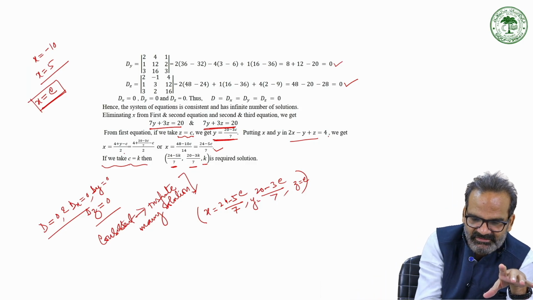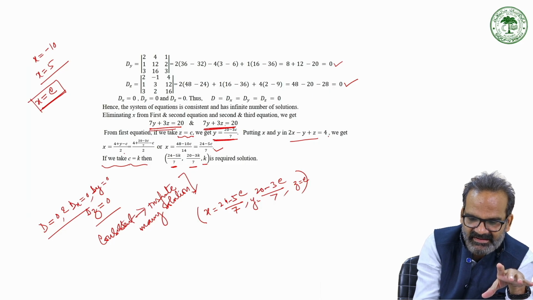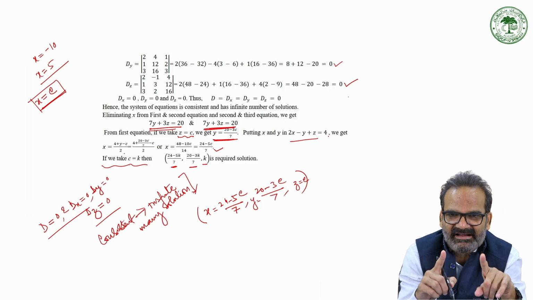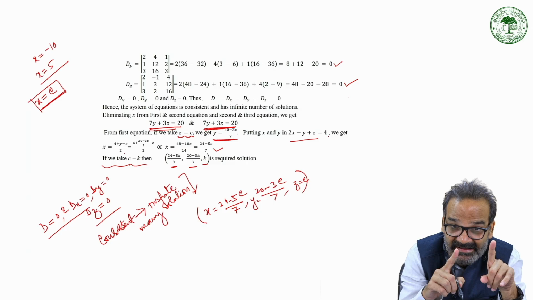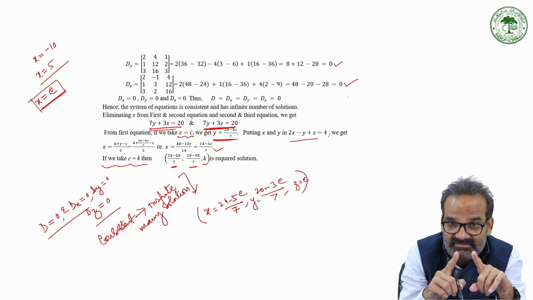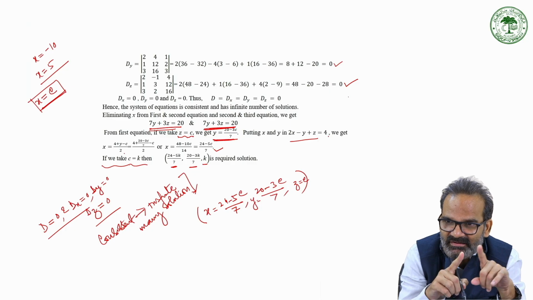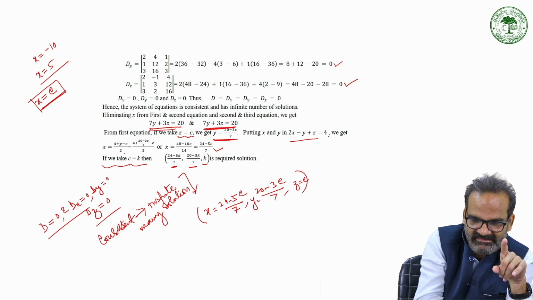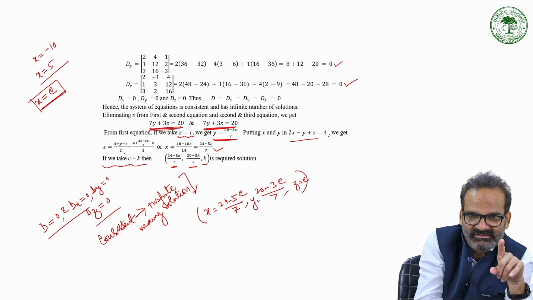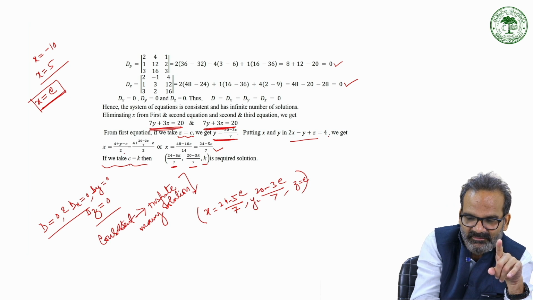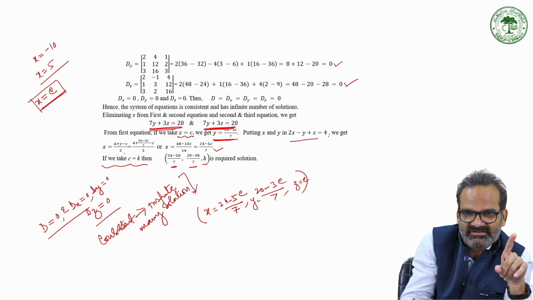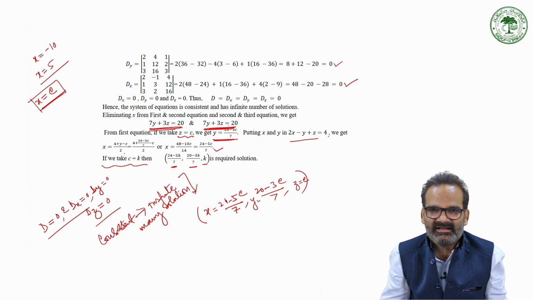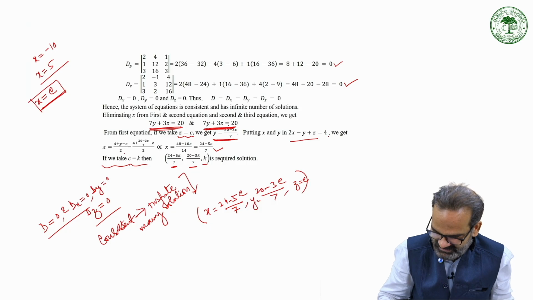What we did, these two equations are actually obtained by solving the first and second equation originally given. Eliminate x from equation 1 and equation 2. Then eliminate x from equation 2 and equation 3. So when you eliminate x from equation 1 and equation 2, you will get the equation 7y plus 3z is equal to 20. And when you eliminate x from equation 2 and equation 3, you will get 7y plus 3z is equal to 20.